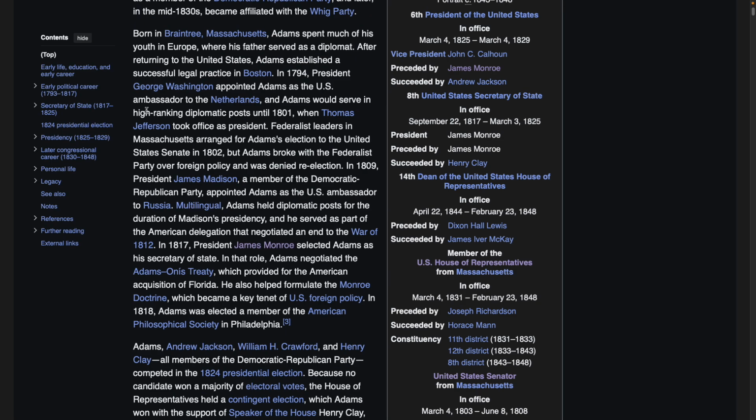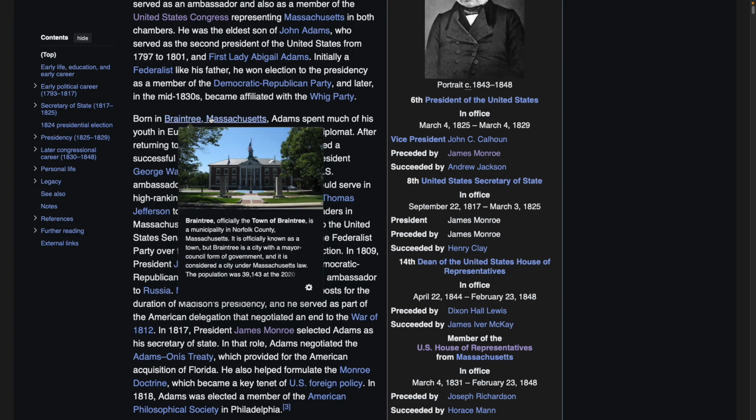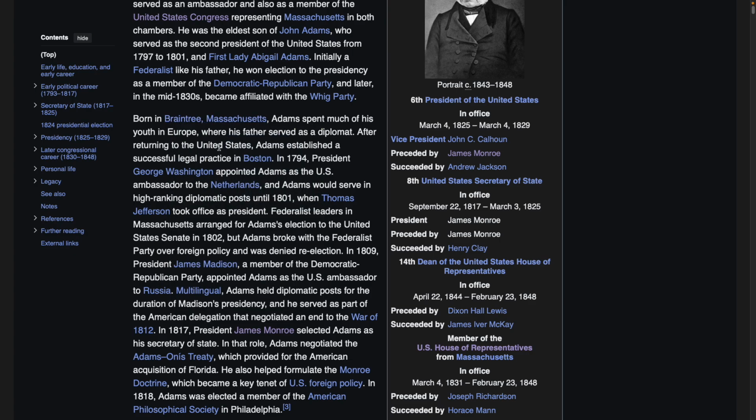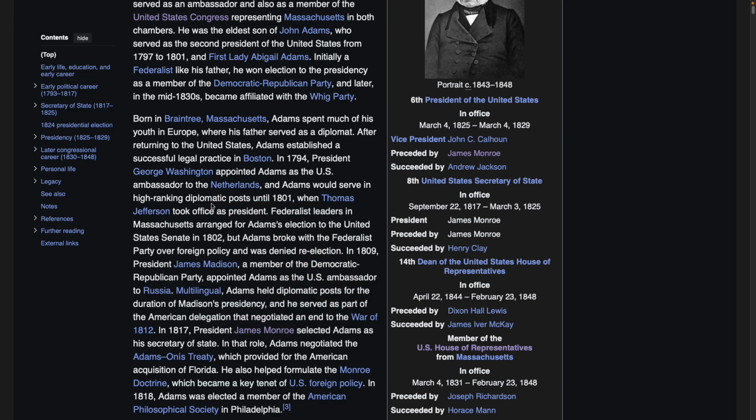So, born in Braintree. I wonder if they have high IQs there. Born in Braintree, Massachusetts, Adams spent much of his youth in Europe, where his father served as diplomat. After returning to the United States, Adams established a successful legal practice in Boston. In 1794, President George Washington appointed Adams as the U.S. ambassador to the Netherlands, or Holland, as they call it, and Adams would serve in high-ranking diplomatic positions until 1801, when Thomas Jefferson took office as president.